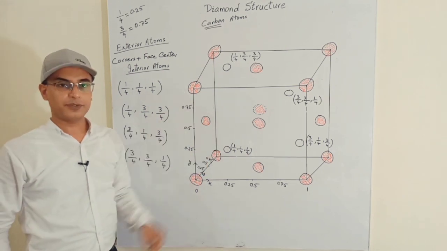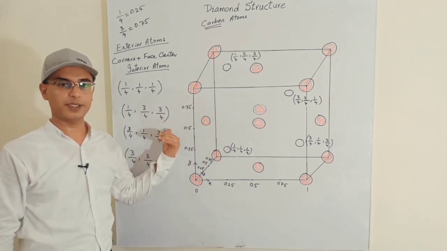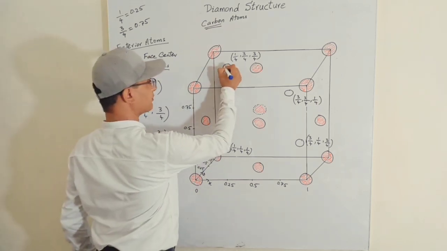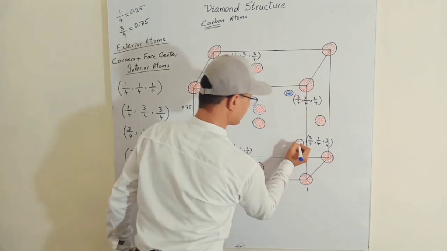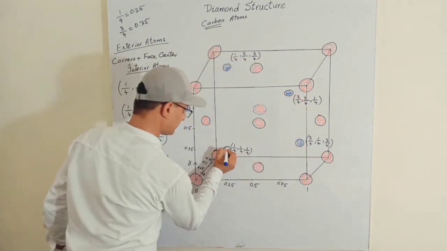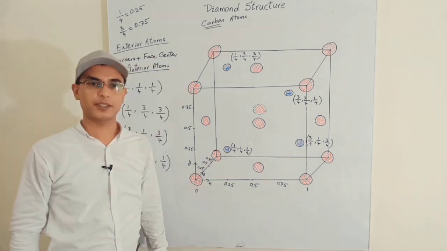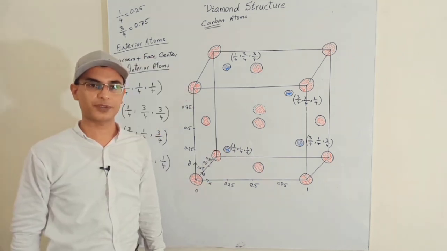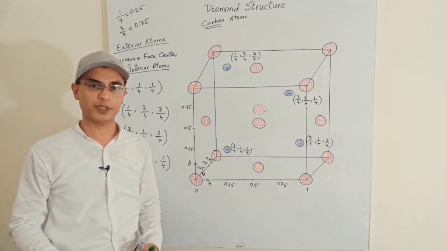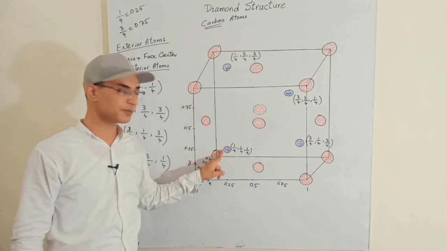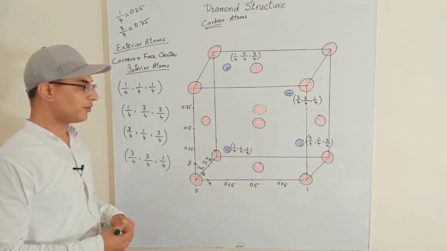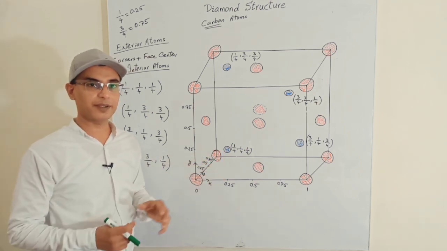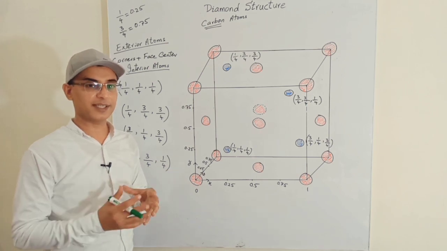I will color them in blue just to make the difference among the interior and exterior atoms. Here we go, in blue, the interior atoms. The story doesn't end here. As I told you before, the carbon atom belongs from the group 4 of the periodic table. It needs 4 more electrons to become octet stable. So these atoms have 4 valence electrons. They need 4 more to become stable. So the idea here is to make covalent bonding with the nearest atoms.